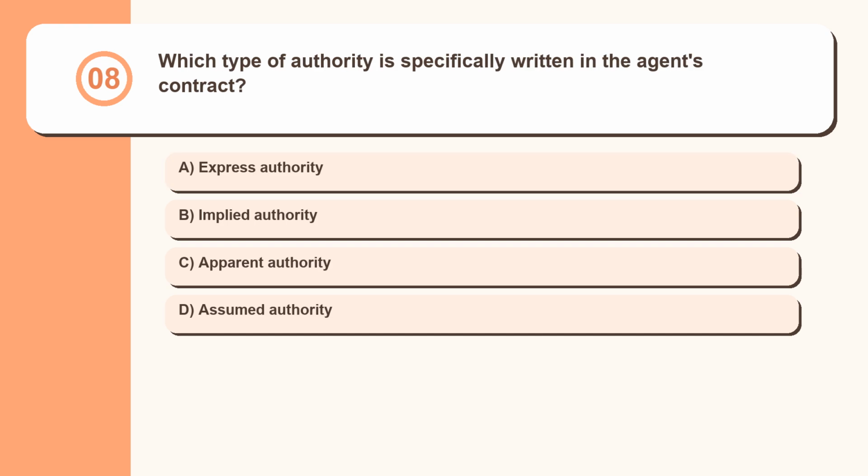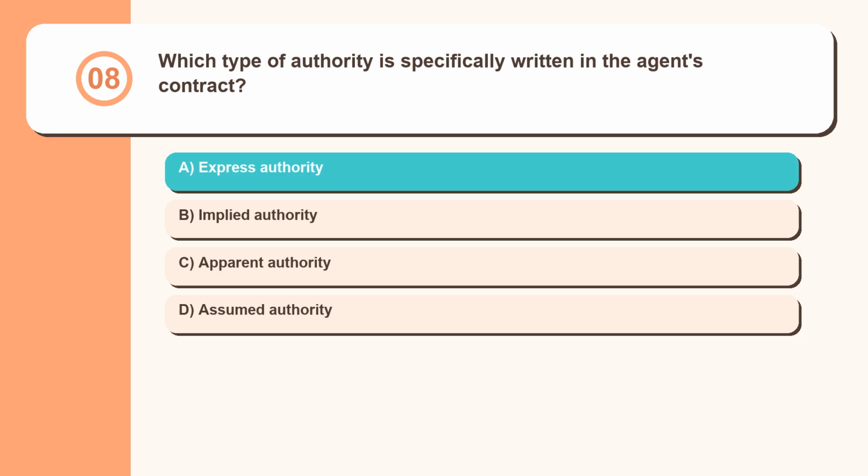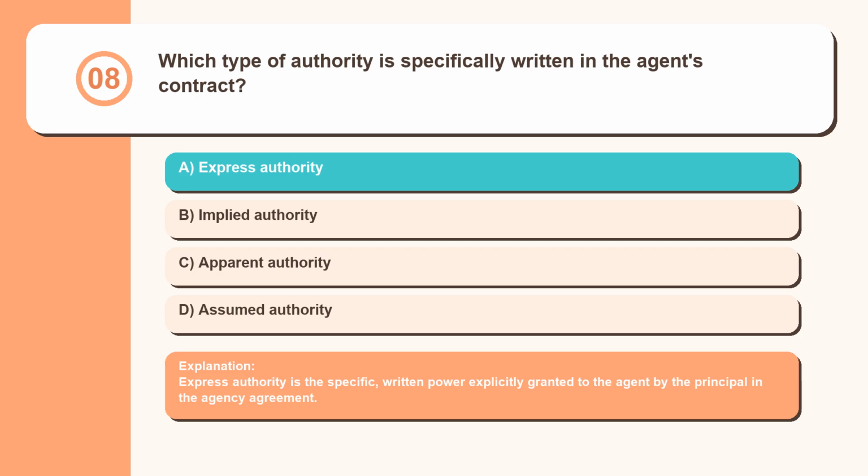Question 8. Which type of authority is specifically written in the agent's contract? Express authority, implied authority, apparent authority, assumed authority. Express authority is the specific, written power explicitly granted to the agent by the principal in the agency agreement.